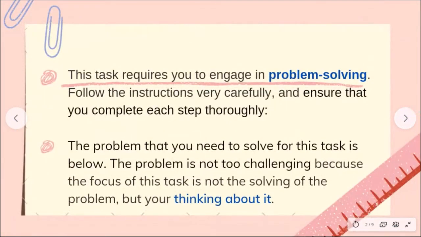So this ICE task is related to Learning Unit 1, where we looked at problem solving. You need to engage in a problem solving question set at about a grade 7 level, and then you need to follow the instructions in order to complete this ICE task. So you need to solve this problem, but it is not too challenging because the main focus is going to be on your thinking. So the thought processes that you go through as you solve this problem. So I recommend that you put yourself in the shoes of a grade 7 learner and you approach this problem in the way that they would approach it.